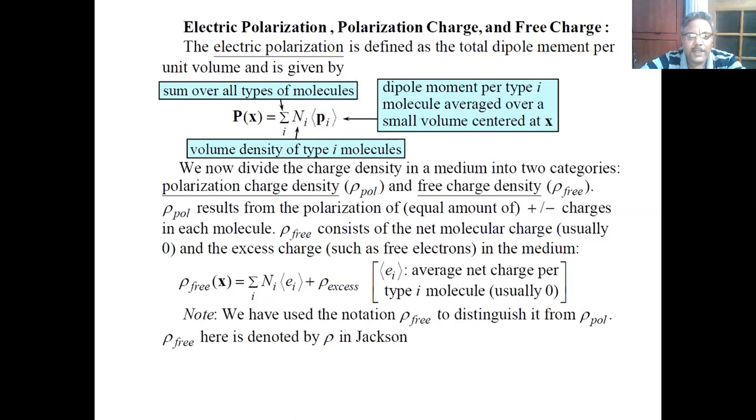Now we divide the charge density in the medium into two categories: polarization charge density and free charge density. The polarization charge density results from the polarization of equal amounts of charges in each molecule, whereas the free charge density consists of a net molecular charge in the medium. So we can write the expression of the free charge density as.